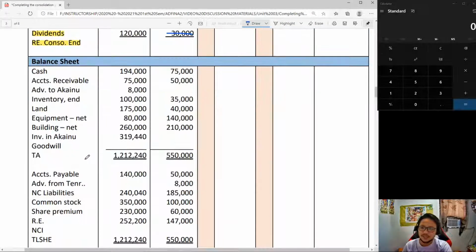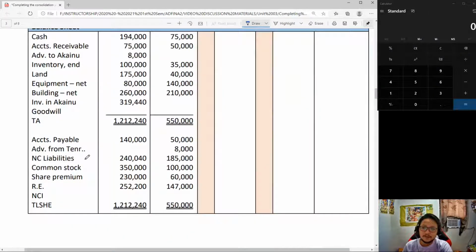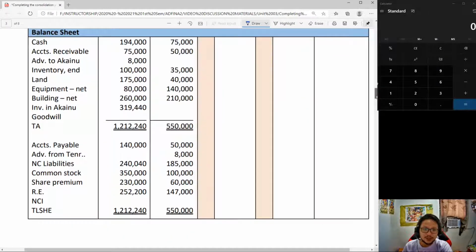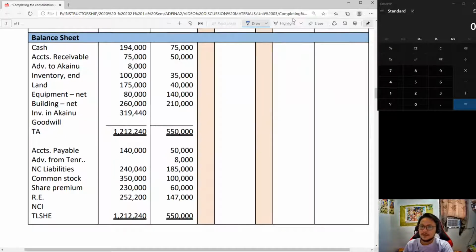All of the figures here are copied from your given, as mentioned earlier, with a few items added, kasi po meron tayong goodwill. It's not presented in their separate FS, pero alam natin na meron sa Conso FS. NCI will also be added up kasi meron tayong recognized na equity account na NCI. Okay, that's the first step. Copy the data to the respective columns, parent and subsidiary.